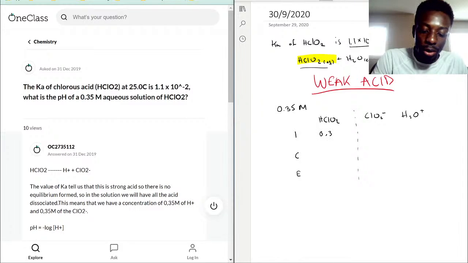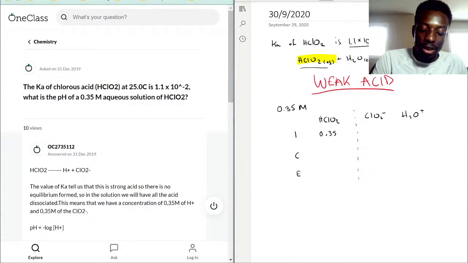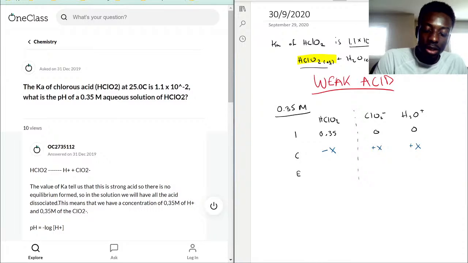So we initially started with 0.35 moles per liter, okay? And then these ones are 0. It doesn't say we threw in a salt or anything. It just says we have 0.35 moles and we want to see how much it dissociates. That's what we're solving for. So because it was thrown into water, it's going to dissociate, meaning we're going to lose some of the chlorous acid, okay? So we're going to have minus X here. We just don't know how much. And this is going to be plus X and plus X, okay?